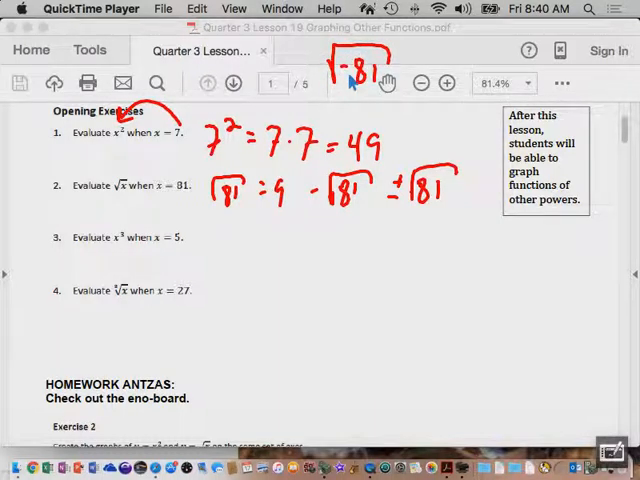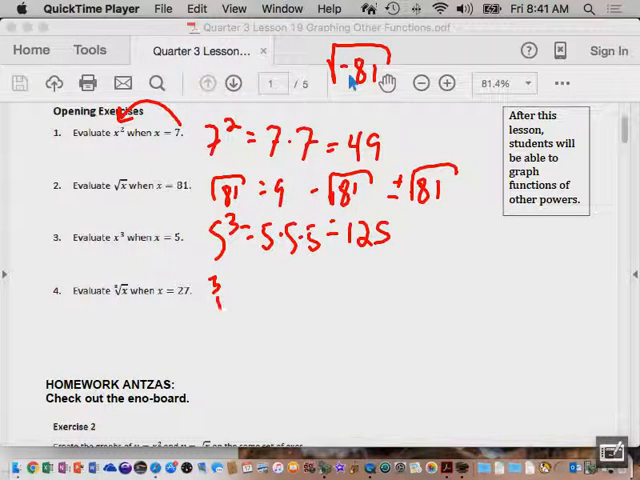Right. Okay, next. Number 3, evaluate x cubed when x equals 5. 125. 125, everybody said, right? Because that's 5 to the third, which is 5 times 5 times 5, not 5 times 3, which is 125. And then the cube root of 27? 3. It is 3.